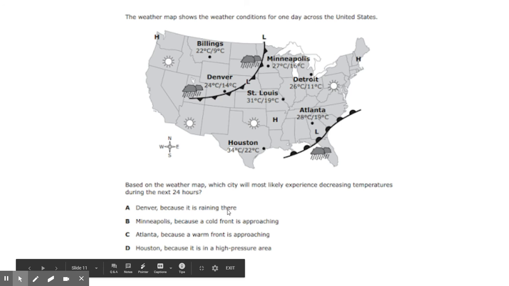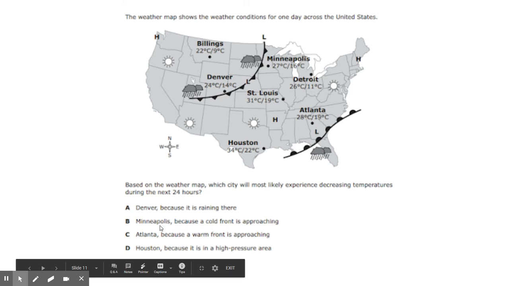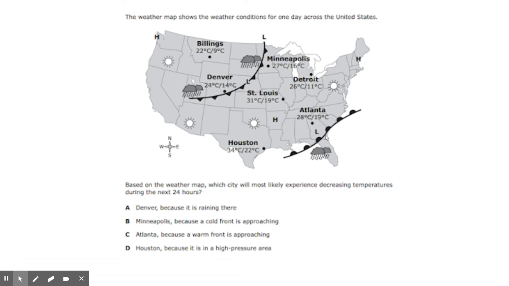So if we look down here in the answer choices, we have Denver. Okay, Denver's already inside the cold air. It's behind the front. Minneapolis, because a cold front is approaching. That is true. This cold front is approaching Minneapolis. Atlanta, because a warm front is approaching. While that is true, that because it's a warm front, it's not going to cause Atlanta's temperatures to decrease. It would cause Atlanta's temperatures to increase.